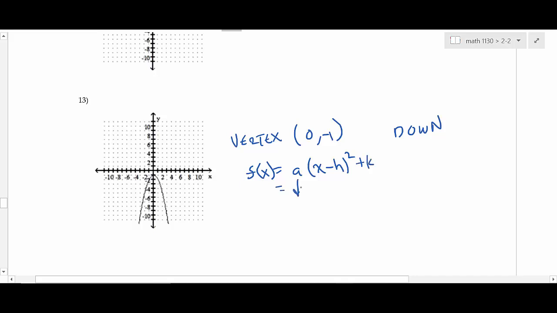Okay, what are you going to put in for the a this time? It's a -1, right? Okay, it is going down, so you put the negative. You don't have to put the -1, so you just do that. X minus 0 squared, and then minus 1 like that. So the simplest way to write this one is just -x squared minus 1 equals f of x.